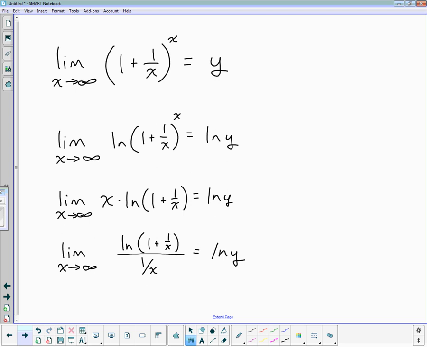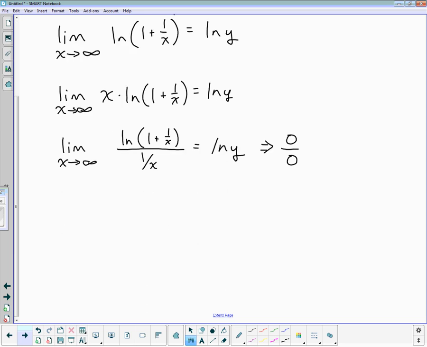Sneaky trick. And now we're dealing with an indeterminate form. So we have the natural log of 1, which goes to 0, over 1 over infinity, which goes to 0. And again, now we're looking at the indeterminate form, but this time the indeterminate form is a form that we can handle. Now L'Hopital's rule applies.